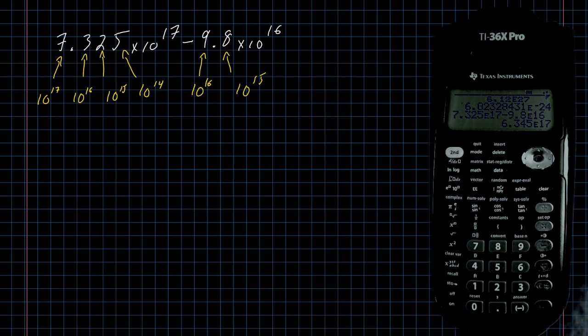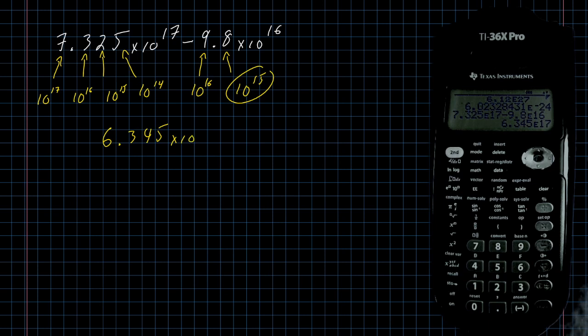So which of the numbers is less precise? The one that is rounded to the 10 to the 14, or the one that's rounded to the 10 to the 15? 10 to the 15 is less precise than 10 to the 14. So 10 to the 15 is how we're going to round our calculated result. I'll go ahead and write the whole thing out the way my calculator read it off to me.